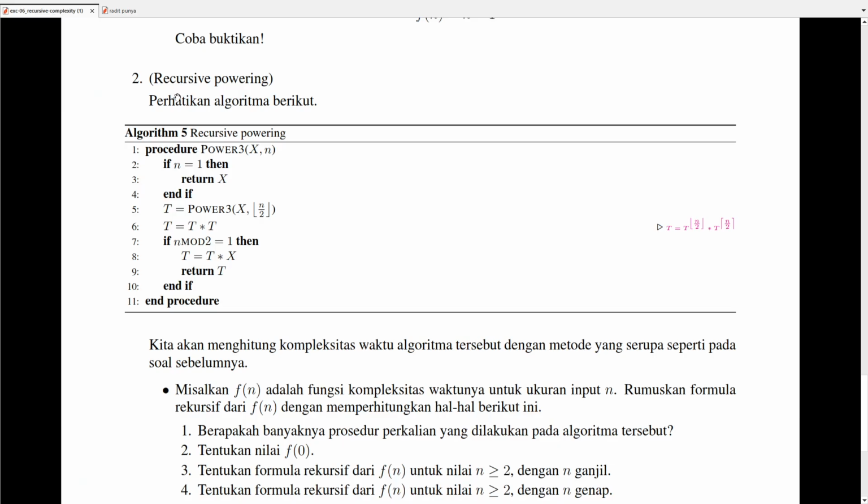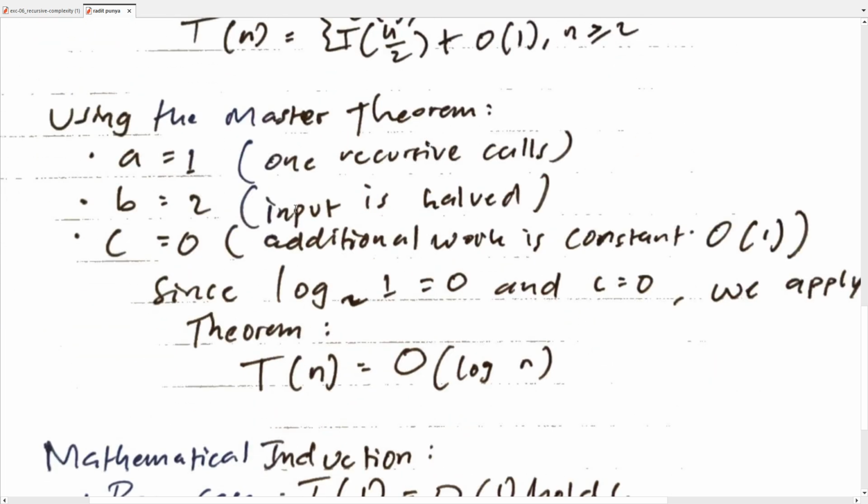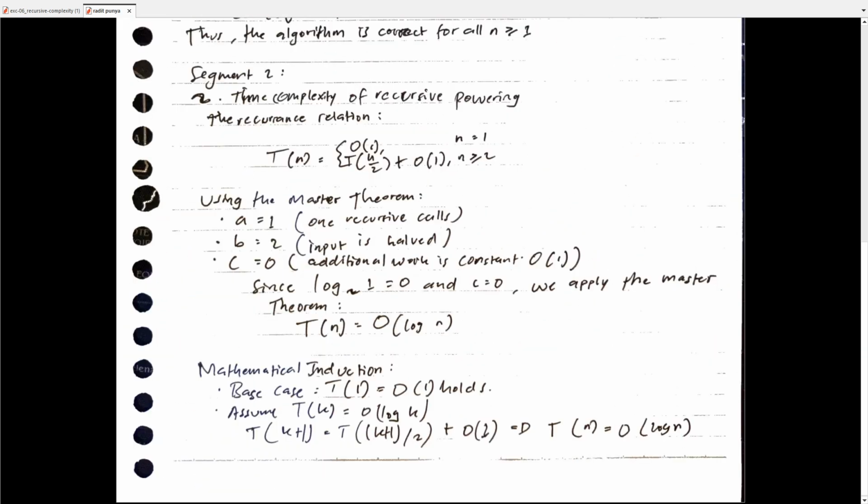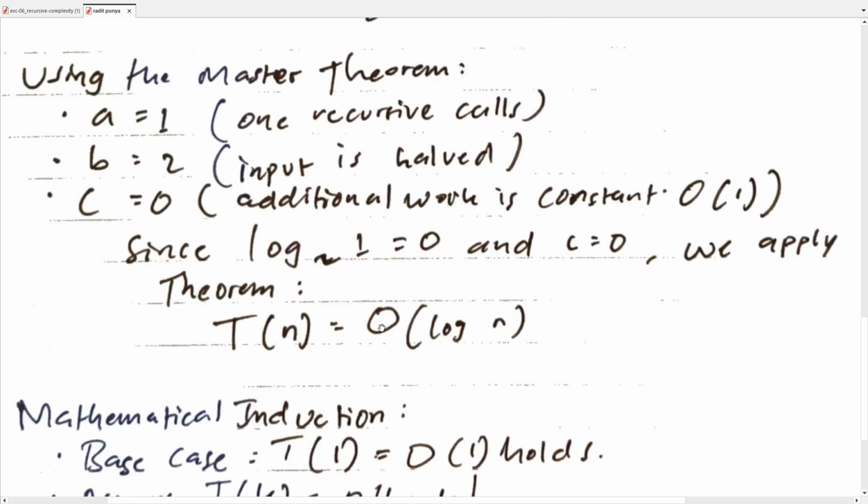So using the recurrence relation before and using the master theorem, we can know that a equals 1 for one recursive call, b equals 2, which is the input being halved, and c is the additional work. c is 0, which is additional work that is constant. Since log base 2 of 1 equals 0 and c is 0, we apply the master theorem, which results in this time complexity: T(n) equals O(log n).